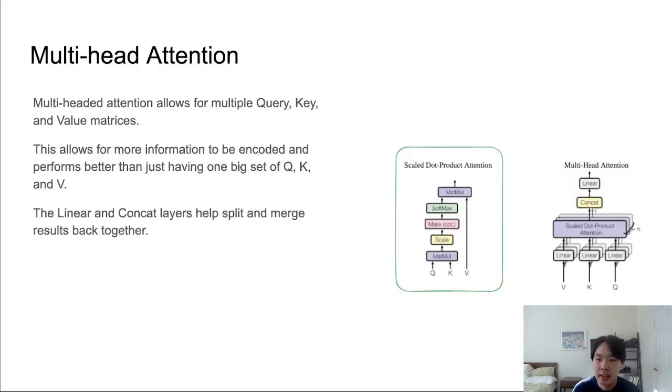And multi-head attention is just having multiple query, key, and value matrices. So this allows for more information to be encoded and performs better than just having one large key query value method. And then these linear and concat layers help split and merge things back together.